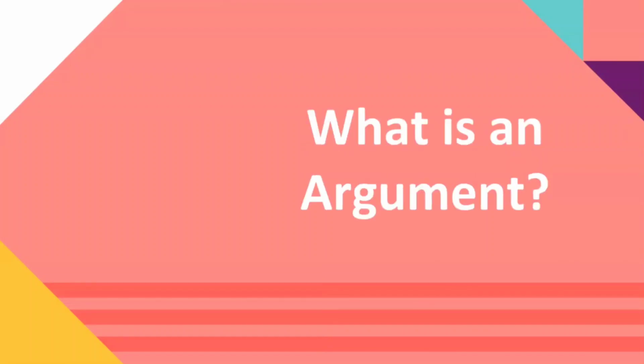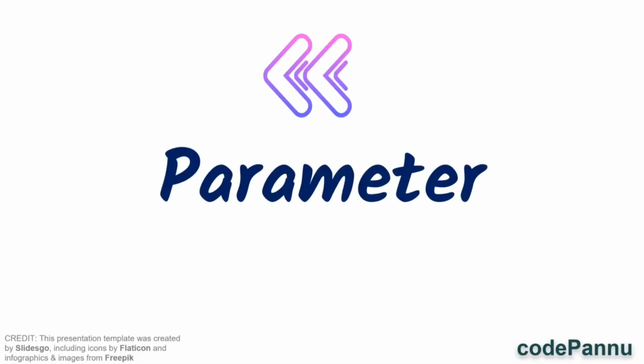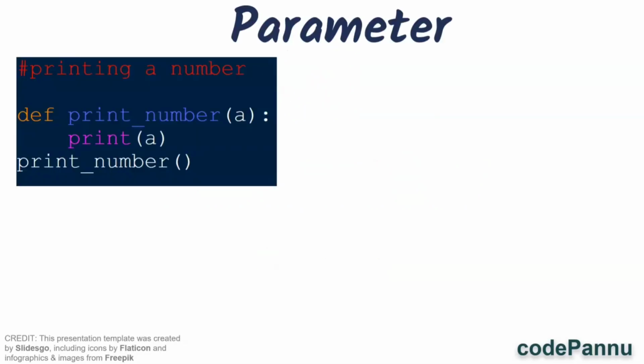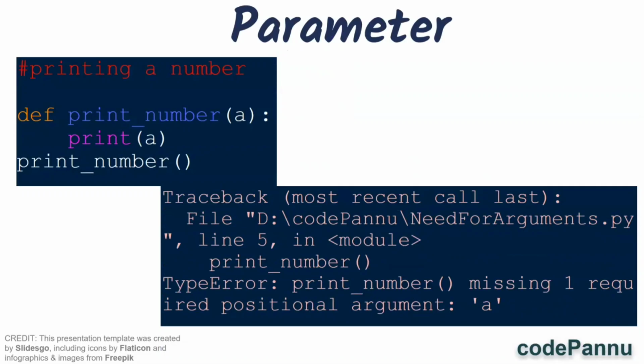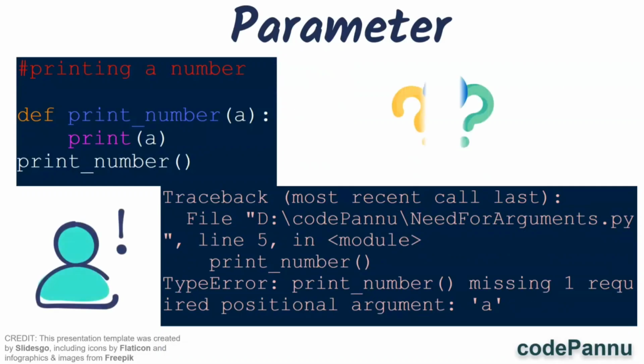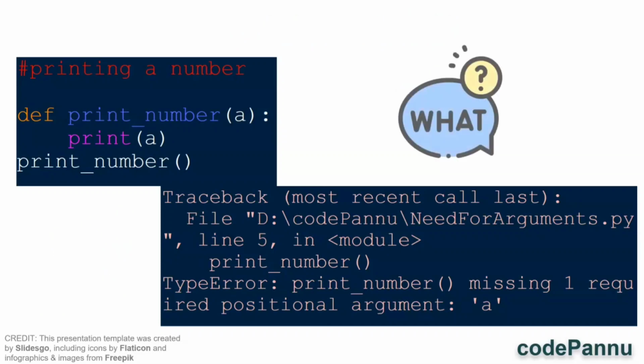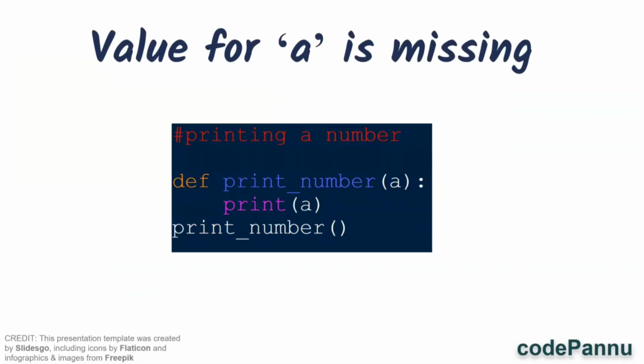What is an argument? Hi! In the previous video, we saw what a parameter is with this example to print A. But when we ran the code, Python gave us an error. Do you remember why? Because something was missing, right? So, what was missing? Yes, the value for the variable A was missing. So, in this video, we are going to see how to give value for the variable A.